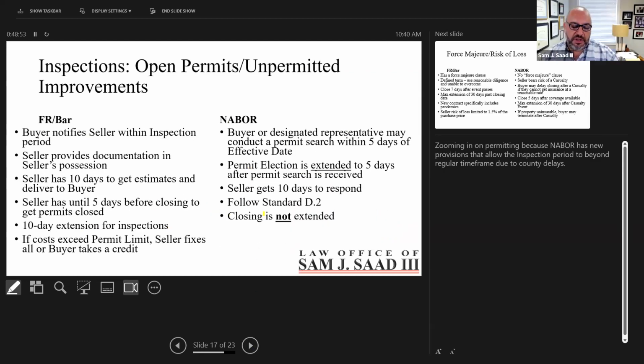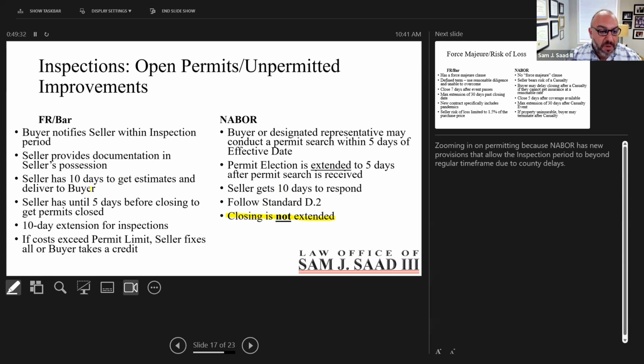A little bit more, because inspections are such a big deal. Under FRBAR, the buyer notifies the seller within the inspection period. As long as the buyer conducts a search for permits within 5 days, making a request to the county for open permits, then they can get their permits remediated. Remember that closing is not extended for open permits.